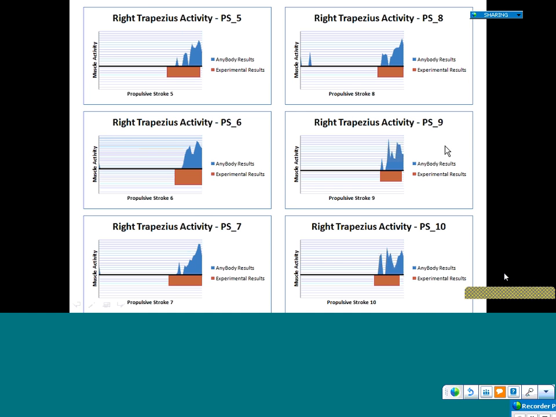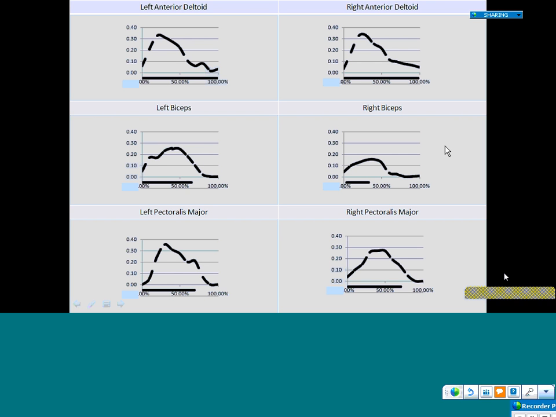So I did the same kind of graph for each muscle, the same kind of sets of graphs. So for example, for the left and the right anterior deltoids, I had 10 separate graphs for each of those, from which I took the muscle activities at 10% increments. I normalized each push stroke to be the same length, and then I averaged them. So this is a comparison.